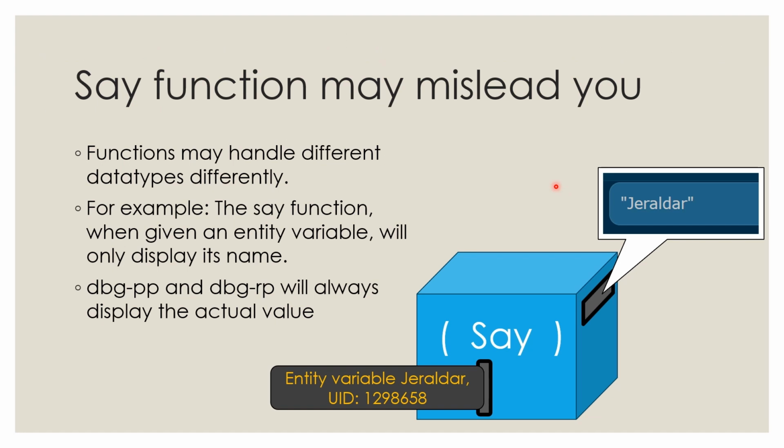Something to warn you about is that the say function can mislead you. So functions may handle different data types differently. So if I pass in an entity variable, it's only going to say the name of the entity, and that happens pretty typically. One thing that you can always trust is if you use pretty print debug or raw print debug, it'll always display the actual value, so it'll say it's an entity variable.